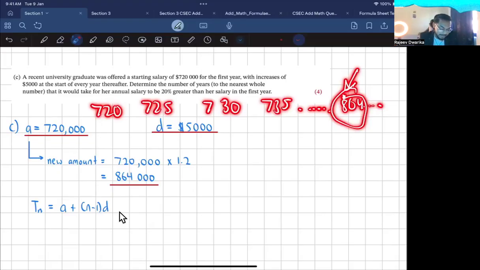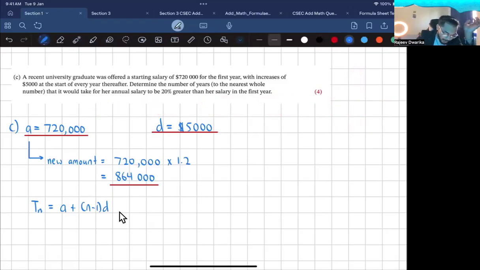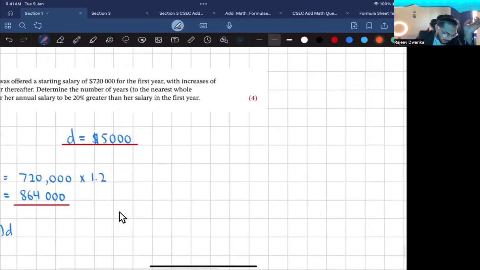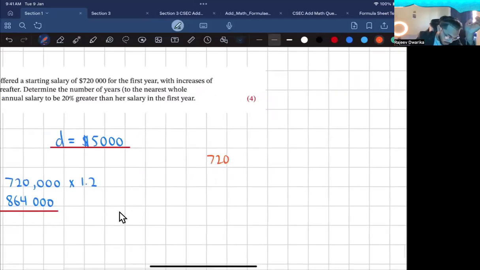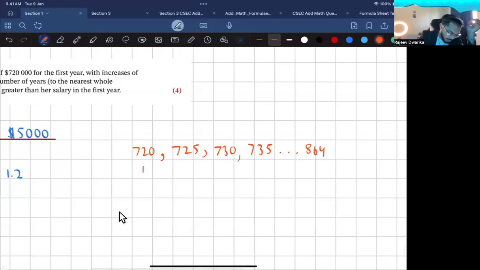Yeah. Aliyah, I feel like you're just saying, I'll do the long way, I'll do the long way. No, I get it now. Okay. So I'll put down the working so that everybody will see it. So 720, then 725, then 730, 735, all the way to 864. Just a second.